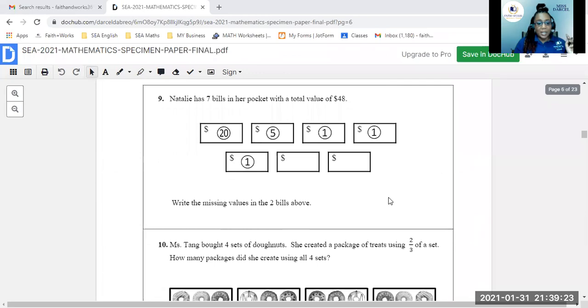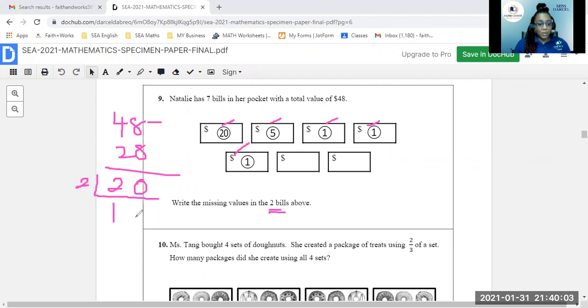All right, we have number 9. Natalie has 7 bills in her pocket with a total of $48. Write the missing values of the 2 bills above. So let's calculate how much money she has now. So she has 20. Plus 5, that's 25, 26, 27, 28. So what we're gonna do, we're gonna subtract 48 minus 28. 8 minus 8 is 0, 4 minus 2 is 2. So we have $20. How many bills do we have? 2 bills. So we're gonna divide this amount by 2. 2 into 2, 1, into 10. Right, so we have a $10 bill here and a $10 bill here. Two $10 bills.